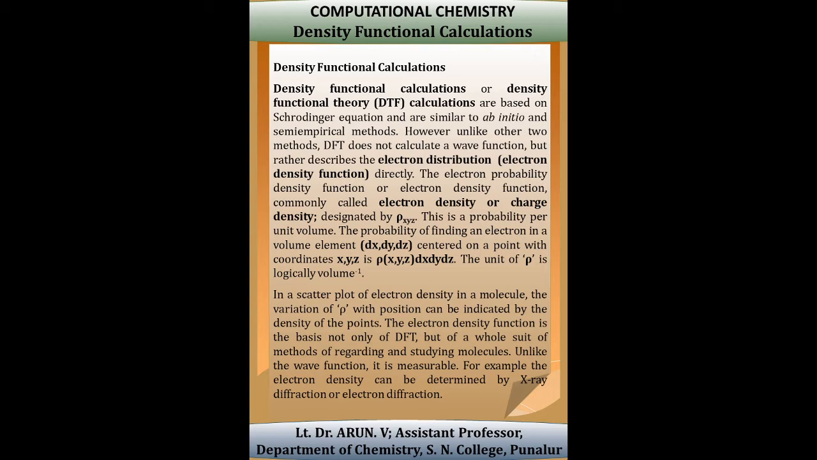If we plot the scatter plot of electron density of a particular molecule, the variation of electron density rho with position can be indicated by the density of points in that plot. The electron density function is the basis not only for density functional theory but also it is a whole suite of methods for studying the molecules.